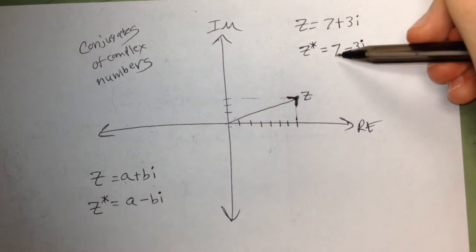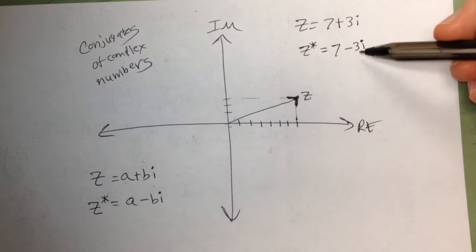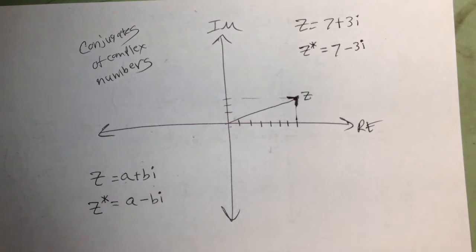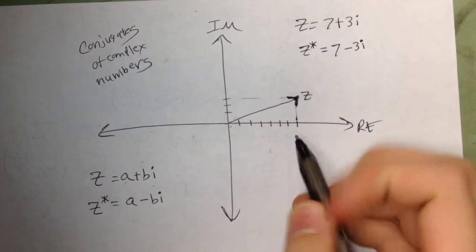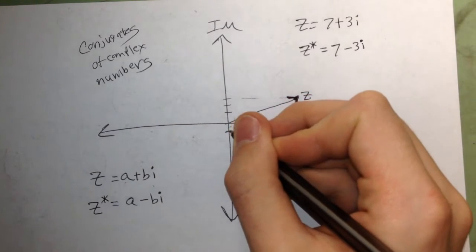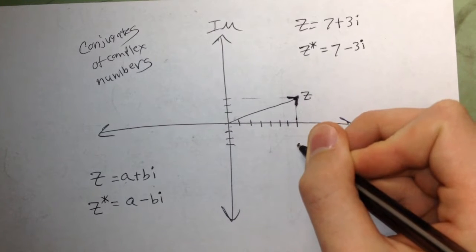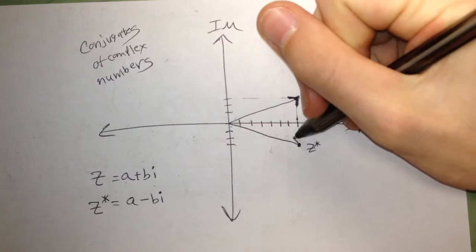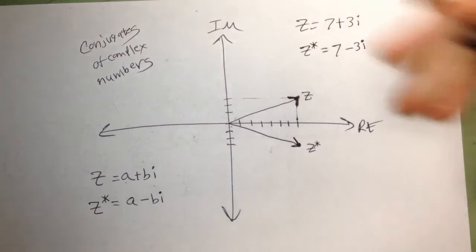So we leave the real part alone, and all we do is make the imaginary part negative. And so when we graph that, we're going to go over the same amount, but then instead of going up 3, we're going to go down 3, and we have graphed our conjugate.